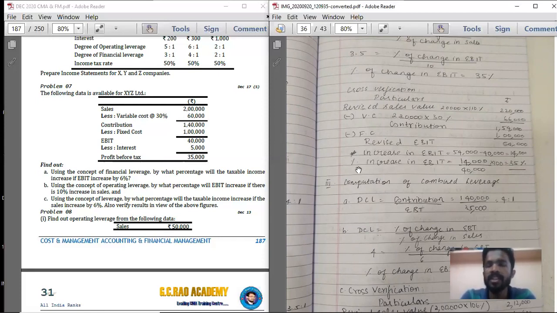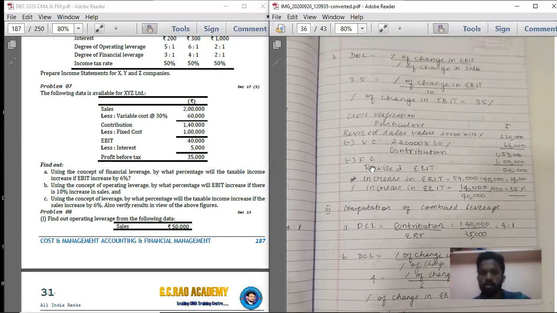Below that, second arrow mark, percentage of increase in EBIT is equal to 14,000 divided by the existing EBIT, 40,000, into 100, which is equal to 35%. So it is right that the percentage of change in EBIT is 35% if there is a 10% increase in sales.